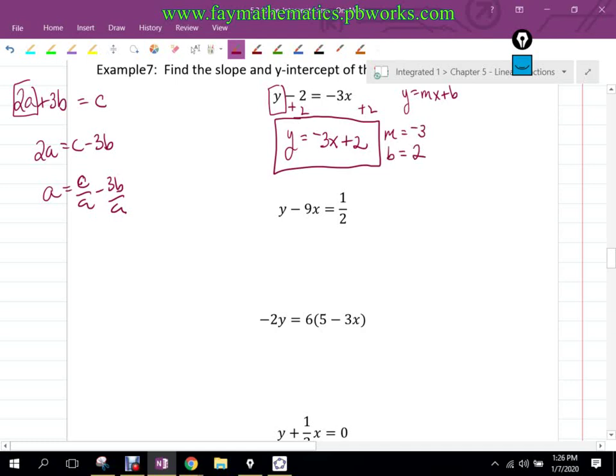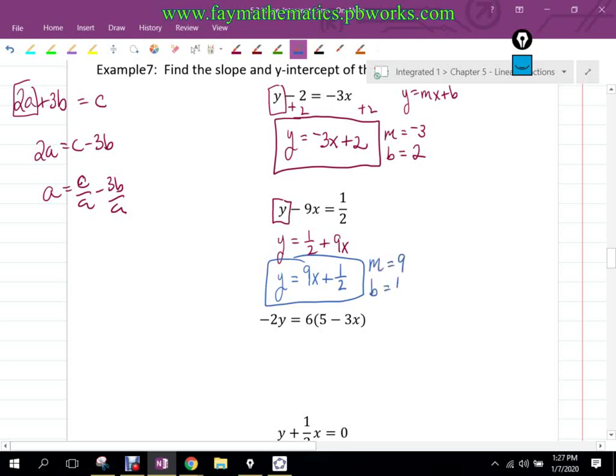Okay. What about this one? What would I do to solve for y right there? Add 9x, right? So I get y equals 1/2 plus 9x. Now I'm a fan of rewriting it this way because the commutative property is available to us. Is that the same thing? What's my slope there? 9. What's my y-intercept? 1/2. Is that okay with everybody? All right.